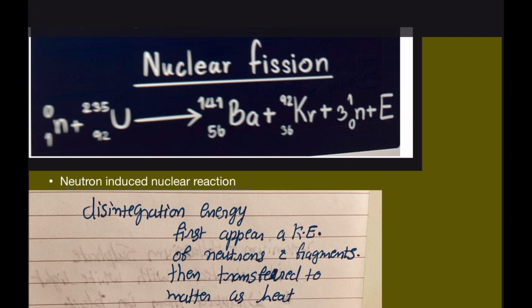In the nuclear fission process, 2.5 neutrons are released. That means in some fission processes there are 2 neutrons, and in some there are 3 neutrons, so we take an average of 2.5 neutrons released. We can get steady energy if we control this chain reaction, and this principle is used in a nuclear reactor.